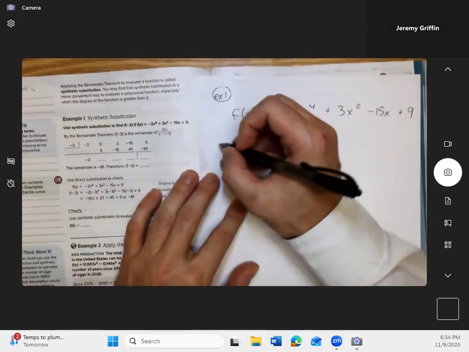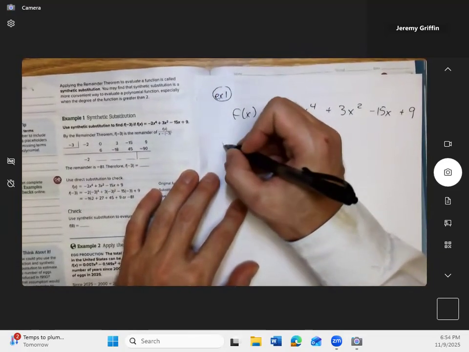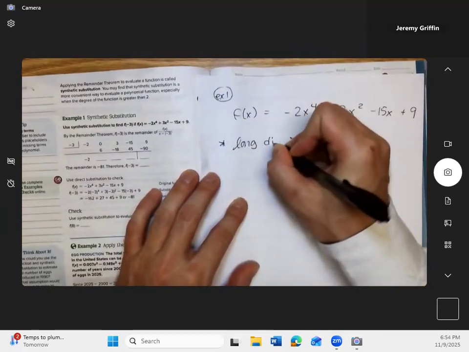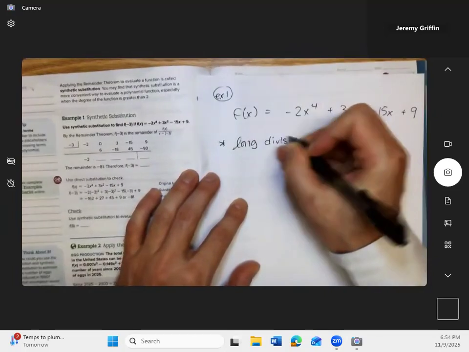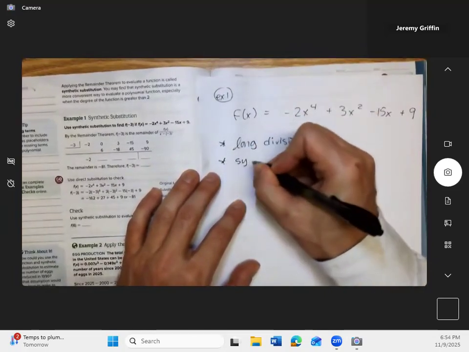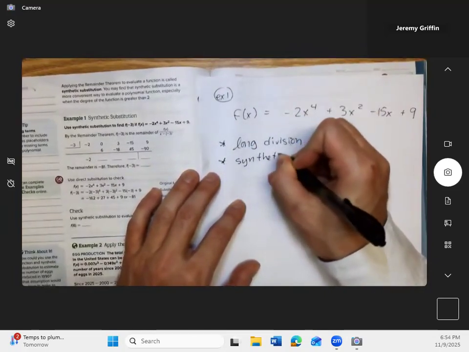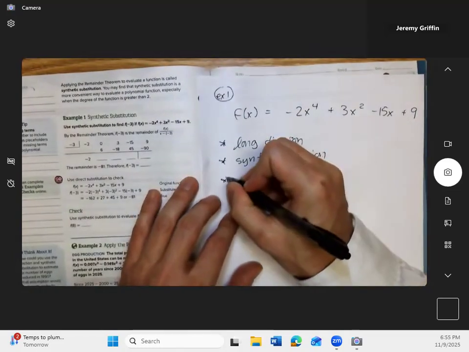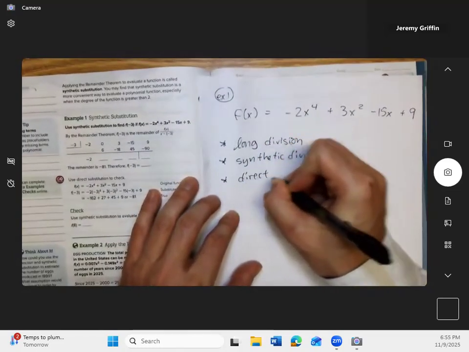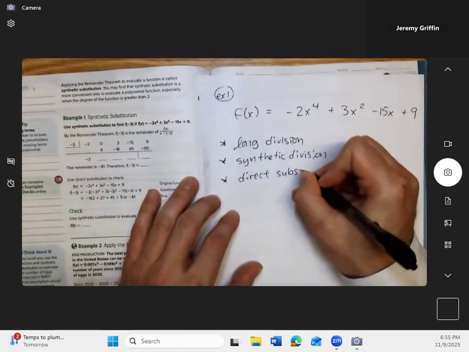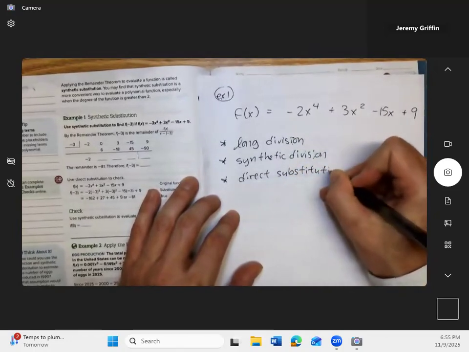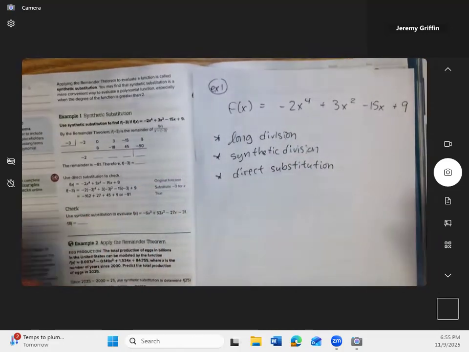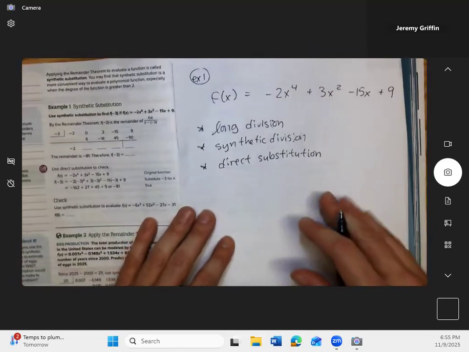Let's try three methods. I'll spell them out here: long division, synthetic division, and direct substitution. I want to remind you that all these methods should converge on the same answer. They should all tell you the same thing.